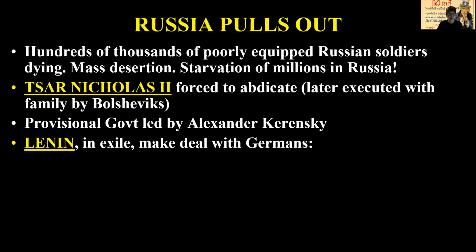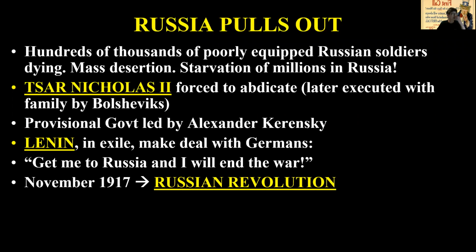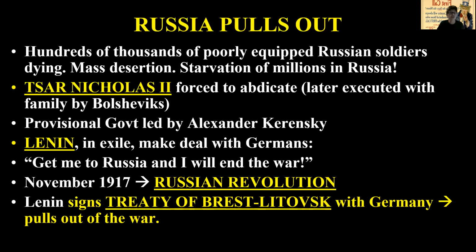Vladimir Lenin is in exile. He makes a deal with the Germans. He says, hey, get me back into Russia and I'll end the war. In November 1917, you have the Russian Revolution. Lenin signs what is called the Treaty of Brest-Litovsk, where Russia pulls out of the war. So now there is only one front. The Eastern Front is gone.